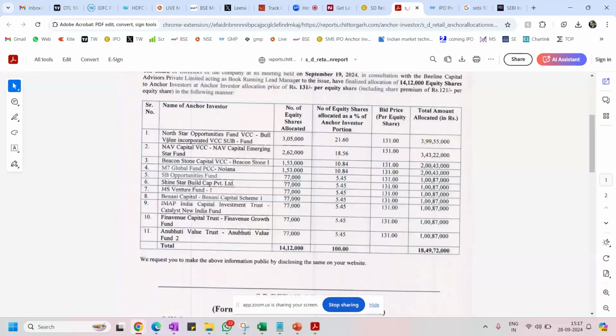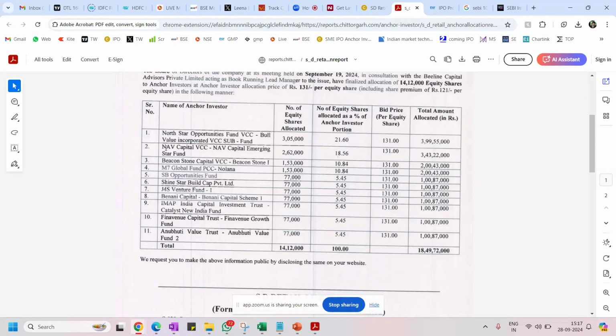Now, based on your reading of the anchor book, you'll realize some names are definitely good, others you won't be able to understand who is behind those. For example, I know Nev Capital very well, Vinit Arora ji, and I have interacted many times, so I know that he picks very good SME companies to invest in, which do not have a lot of shady things going on.